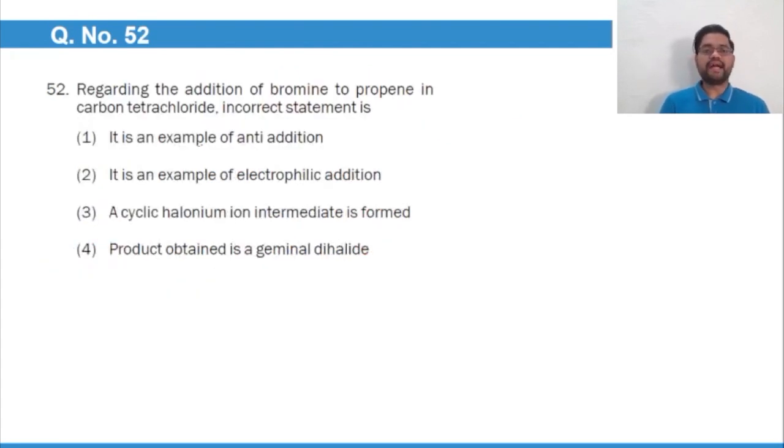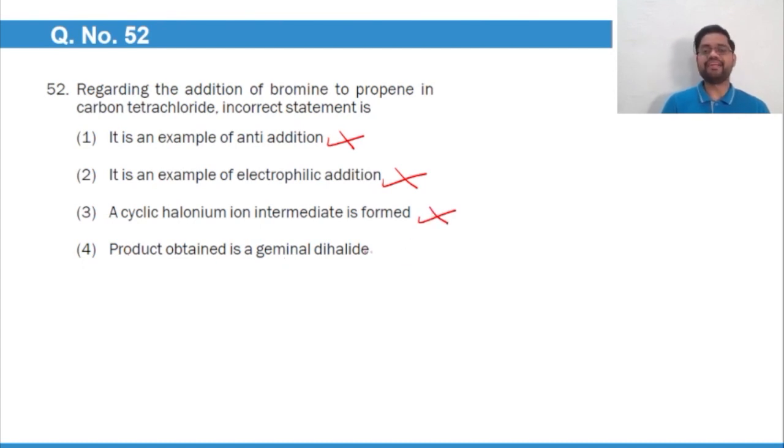52, regarding the addition of bromine to propene in carbon tetrachloride, that means they are talking about halogenation, specifically bromination. Incorrect statement is, it is an example of anti-addition. It is a correct statement, not the right answer. It is an example of electrophilic addition, correct statement, not the right answer. A cyclic halonium ion intermediate is formed, correct statement, not the right answer.